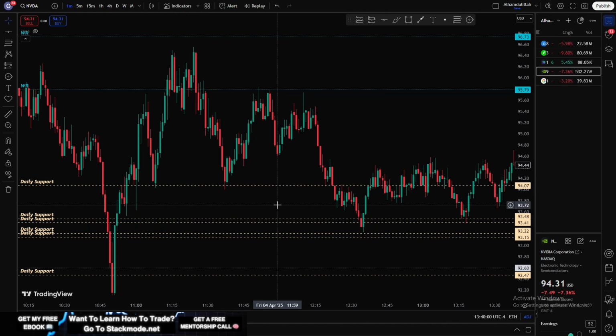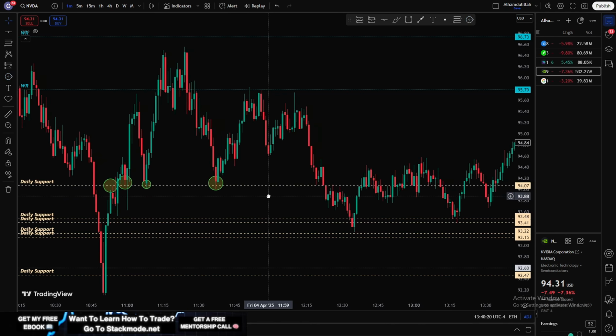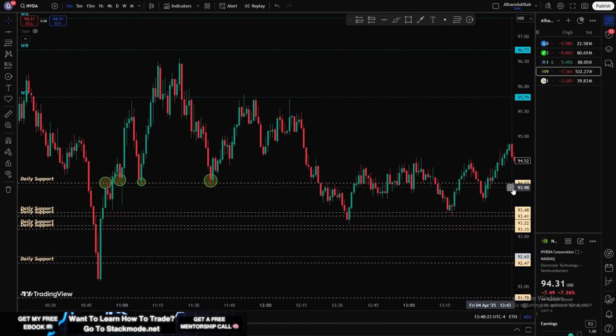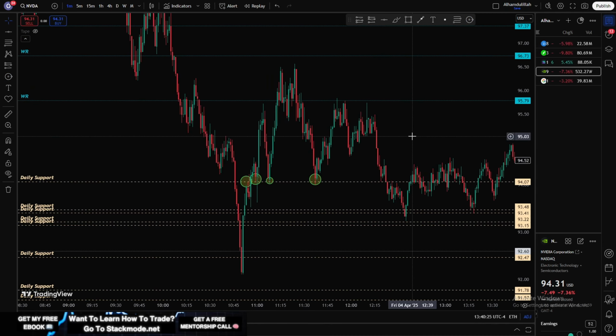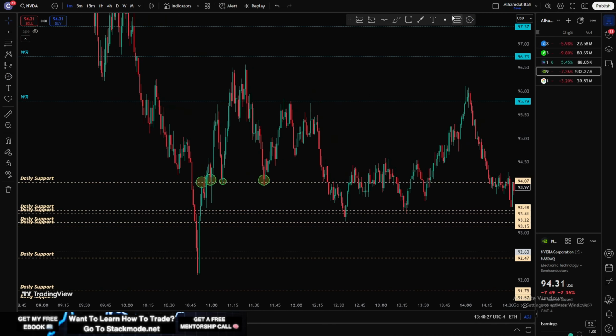Okay. Let's mark out this setup here. What do we have? An area of resistance right here. Boom. That turned into support. That turned into some more support. And that turned into more support. And that turned into a little more support over here.